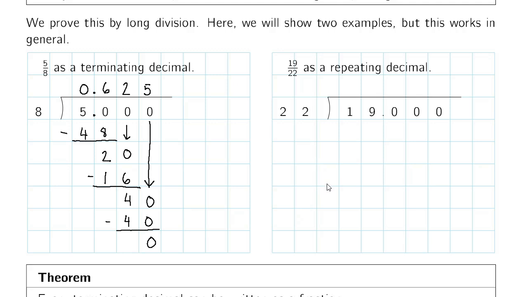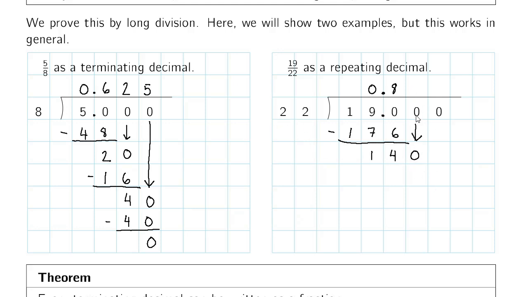19/22 is going to be a repeating decimal. To see that, we do the same decimal long division. So 22 goes into 19 0 times. 22 goes into 190 8 times, because 8 times 22 is 176. 190 minus 176 is 14. Bring down the 0.